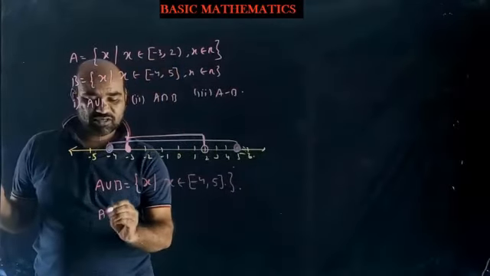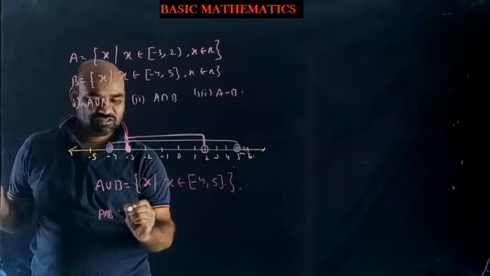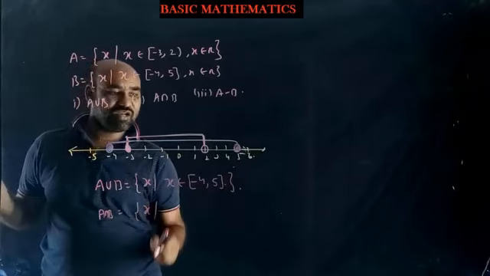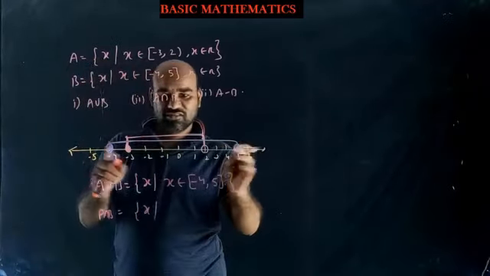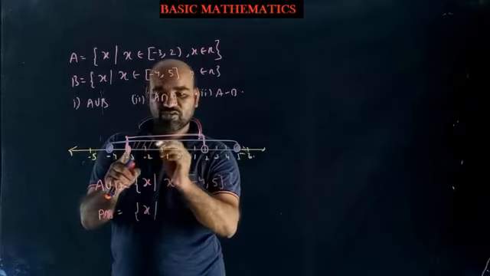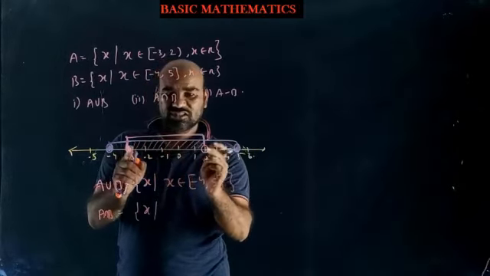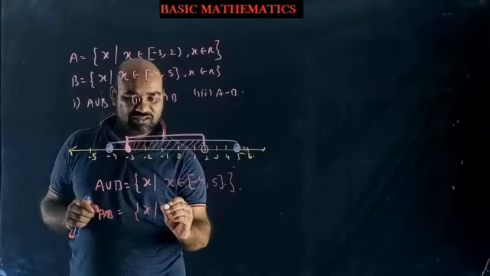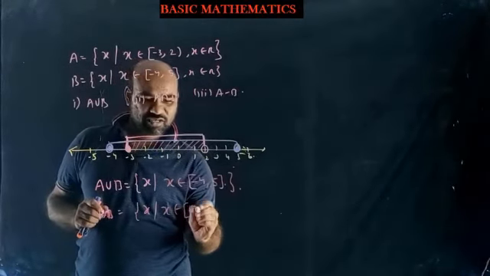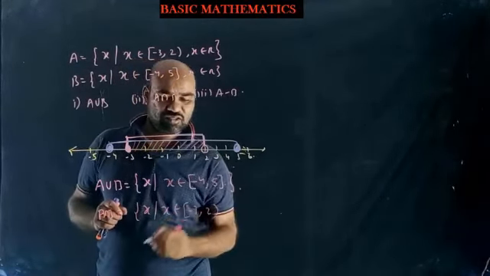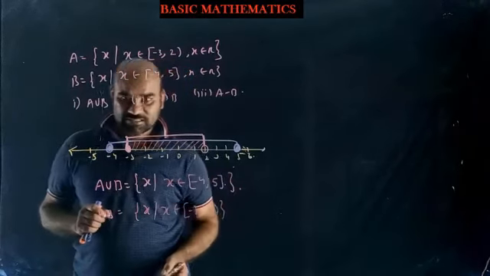Next, A intersection B I want. Intersection means what? Common elements. See, this area is common for both. That's why I can say that X belongs to closed minus 3 to open 2. This is the A intersection B.